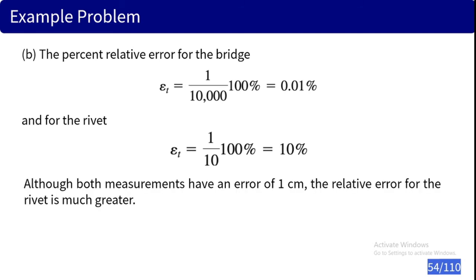So although both measurements have an error of 1 cm, the relative error for the rivet is much greater. So sama sa consulti kanina, it implies nga you should find a better way of or improve the way of measuring sa katong rivet. Di ba sa katong previous na to nga example problem is we have knowledge of the exact value. So samtang exact value katong for the bridge is 10,000 cm, for the rivet is katong 10 centimeters. Di ba nakaibaw ta sa exact value to?